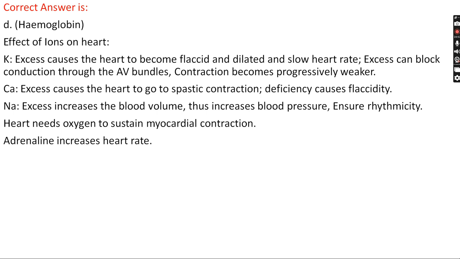While excess calcium causes the heart to go into spastic contractions, its deficiency makes the heart flaccid. Excess sodium increases the blood volume, because as the sodium level increases in the blood, water is drawn into the blood, leading to increased blood volume, thus increased blood pressure, and it also ensures rhythmicity. The heart needs oxygen to sustain myocardial contractions. Adrenaline increases heart rate.